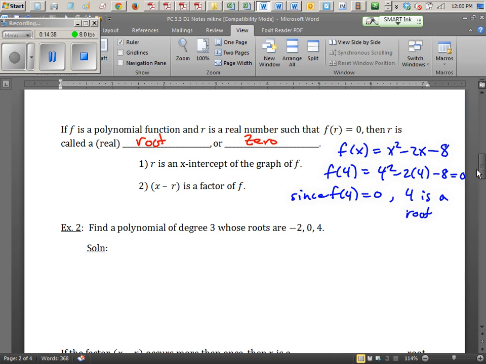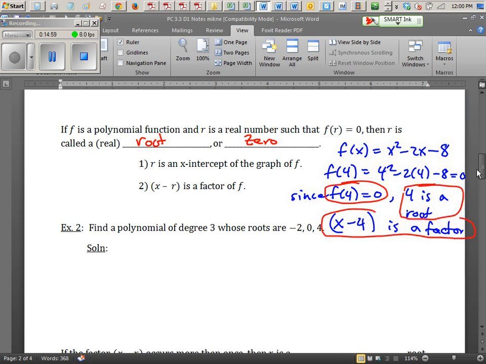Okay? But what you may not have thought of was this problem could also have been solved by factoring. In fact, one of the factors is x minus 4, isn't it? Right. So these statements are all sort of synonymous, right? When I say that f of 4 is 0, I mean 4 is a root, and I mean x minus 4 is a factor. See, they all kind of go hand in hand. They all mean the same thing.